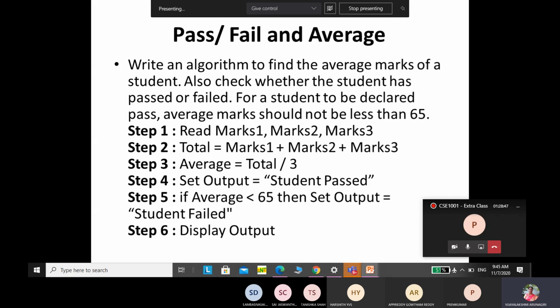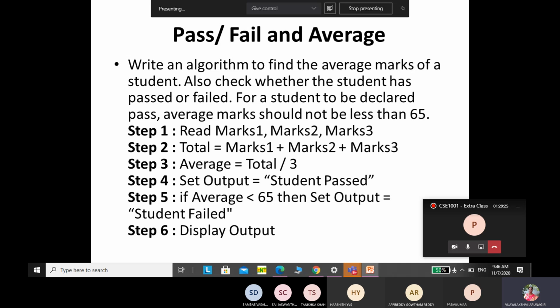See here, I have taken the problem. I want to find the average marks of a student and also check whether the student has passed or failed. I'm finding the average mark. Based on the average marks, I want to check whether the student is pass or fail, and declare it. So not only am I calculating the average mark, I also want to take some decision. What is the decision I'm taking? Whether the student is pass or fail. It is called a decision type of problem.